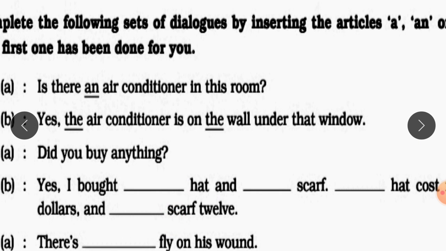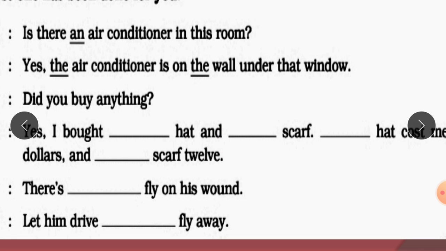Next is, did you buy anything? Yes, I bought a hat and a scarf. And the hat cost me $10 and the scarf $12. First time we use a, but in repetition we use the article the. Next one is, there is a fly on his wound. There is a fly on his wound, and let him drive the fly away.